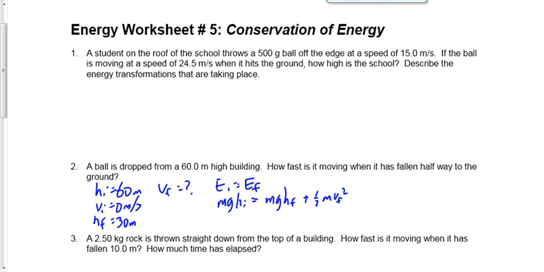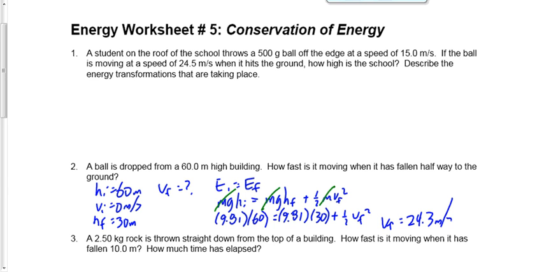Now, a couple of you guys were asking me, well, what do we do with the mass here? We don't know what the mass is. I'll tell you what to do with the mass. David? Cross it out, cancel it, right? It's in every term, so let's cancel it. We know g is 9.81 meters per second squared. And the initial height is 60, so 9.81 times 60 equals 9.81 times 30 plus 1/2 of VF squared. We solve for VF, and that works out to be 24.3 meters per second.